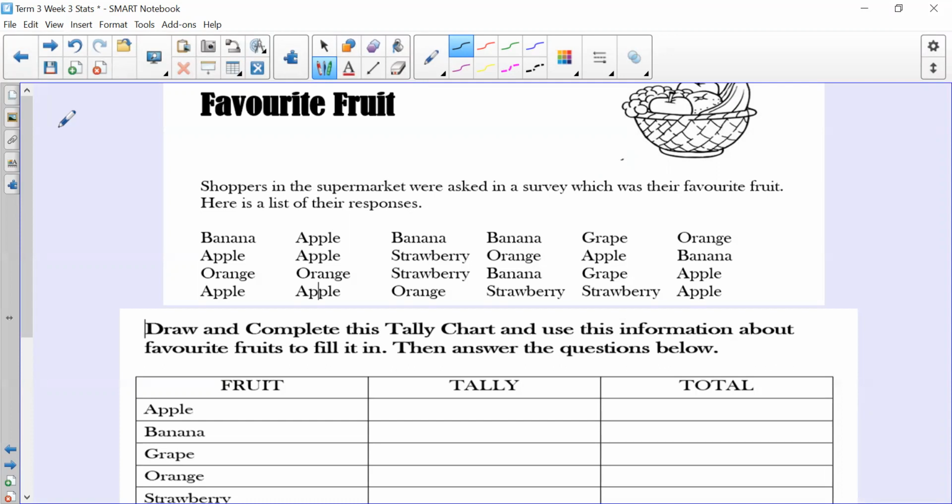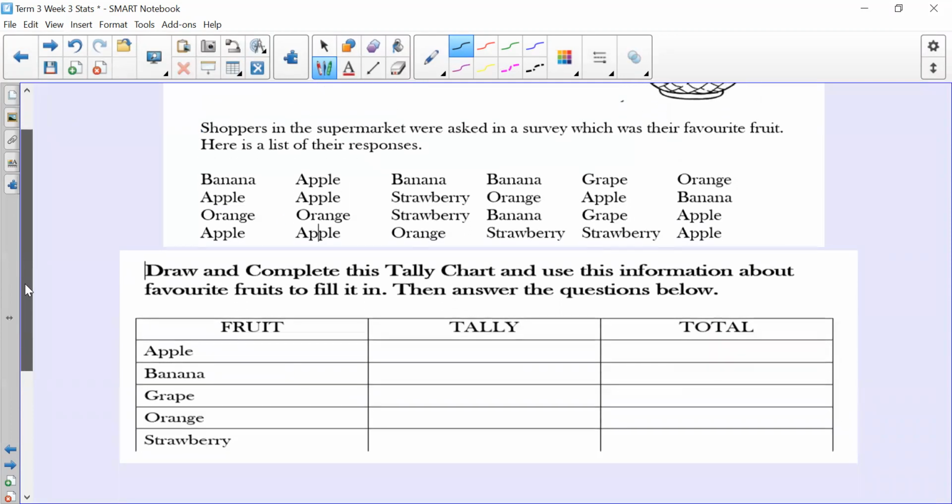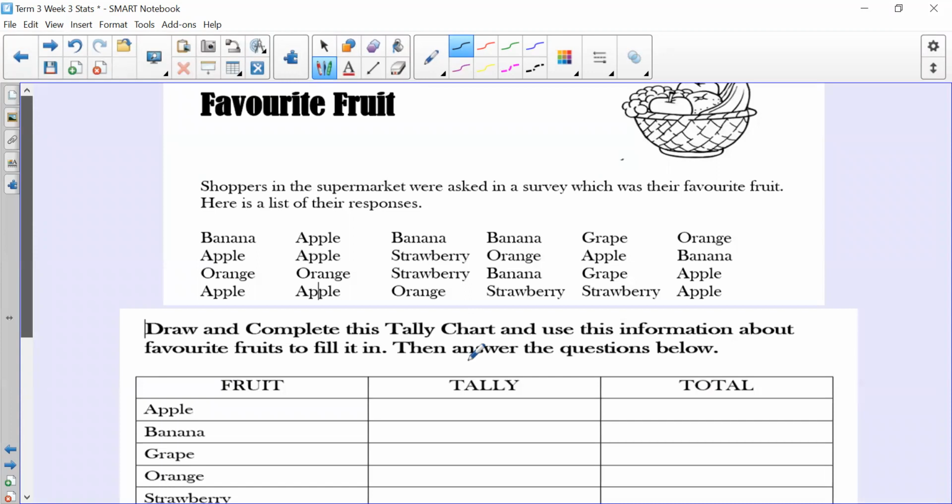Okay, so you can answer these questions. I've done them in a quiz style format so that even if you've just got a mobile phone or a tablet, you can still do them on there. Okay, so today we're going to be using fruit to make our tally and then interpret the data from the tally chart. Okay, so it says shoppers in the supermarket were asked in a survey which was their favourite fruit. Here is a list of their responses, okay, and each person could only give one answer.